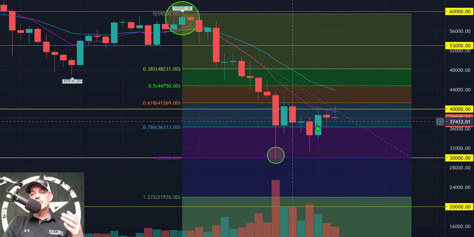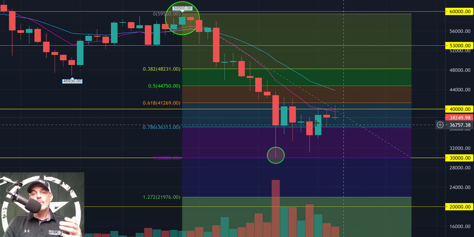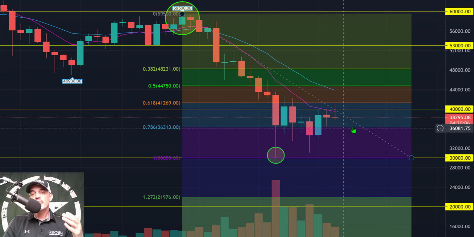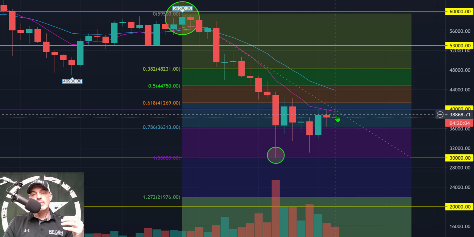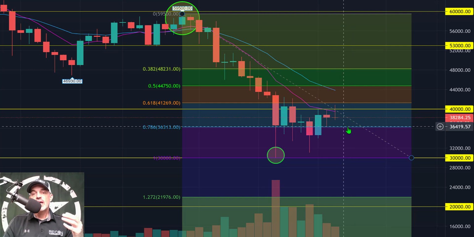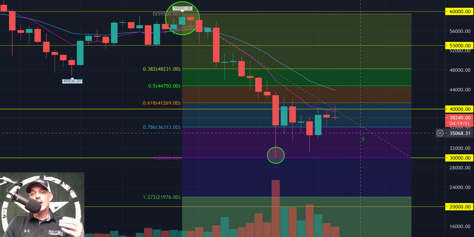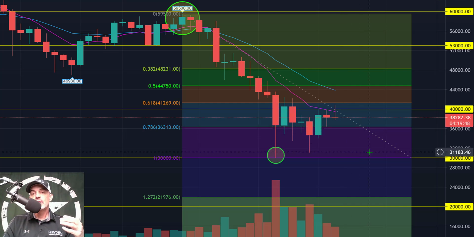Now, in reality, the bulls might be getting tired and this price action might roll over, and we'll see the bears come charging right back. And so the first level I'm looking at is this 786 level of around 36,000, just above 36,000. If we break down below this 36,000 level, then the bears could easily push this price right back down to the 32 to 30,000 level.